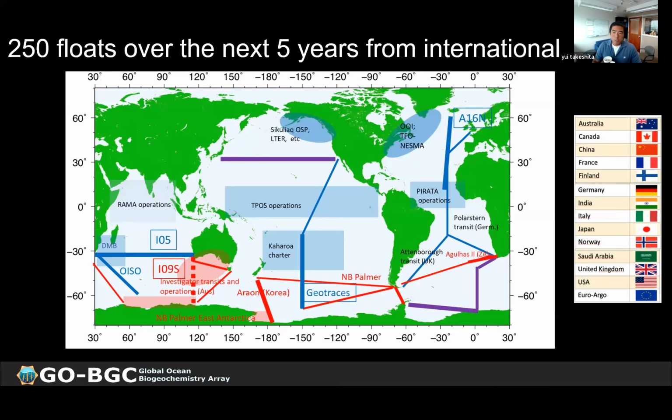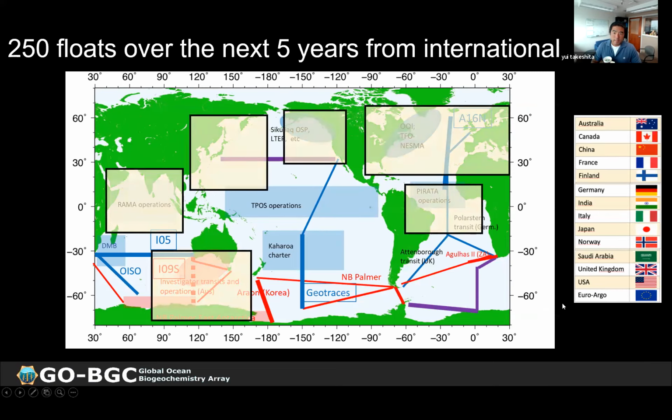In addition to the US, there are about 250 BGC floats scheduled to be deployed by our international partners. The countries that have a committed plan to deploy floats are listed on the right. In general, these are the locations in the ocean where our international partners are planning to deploy floats. So you can keep an eye out for your region of interest, and expect floats to be deployed in these general areas over the next couple of years.